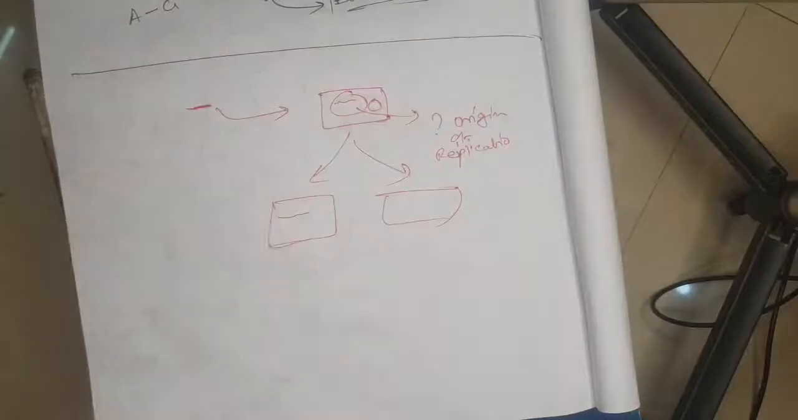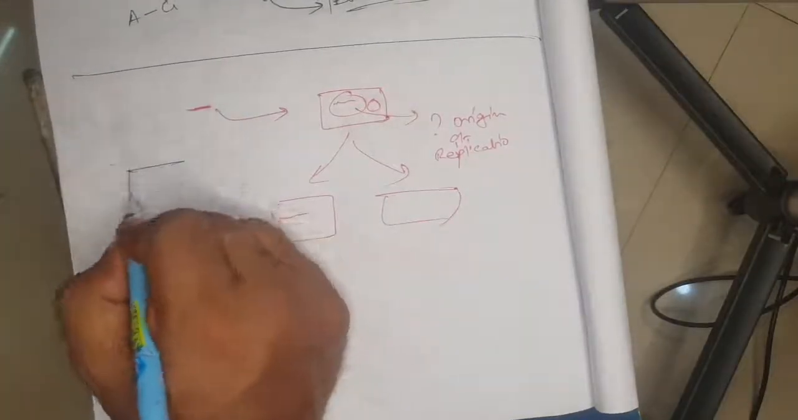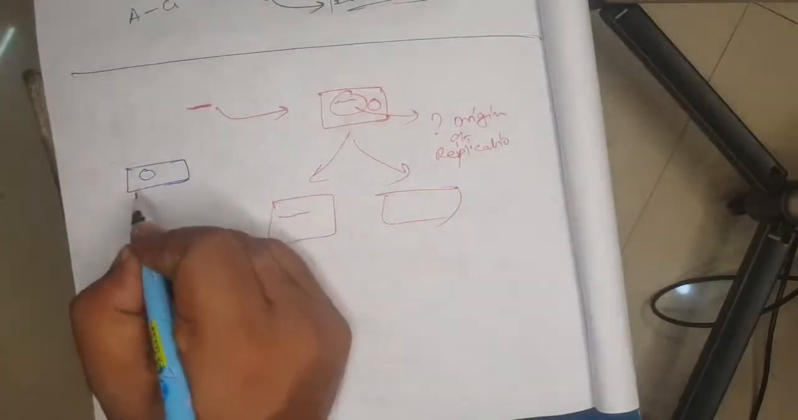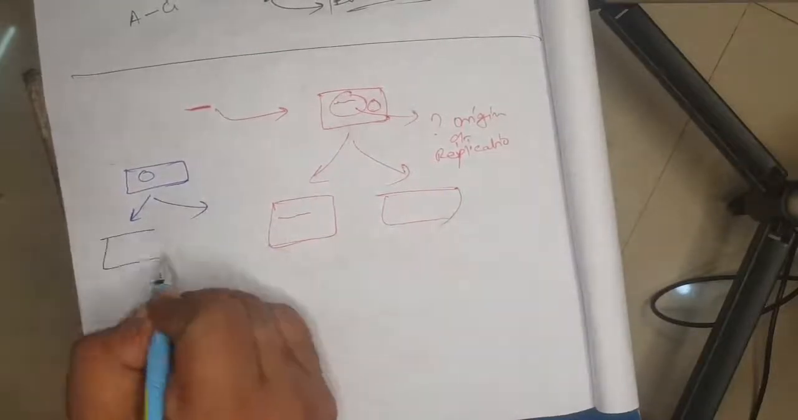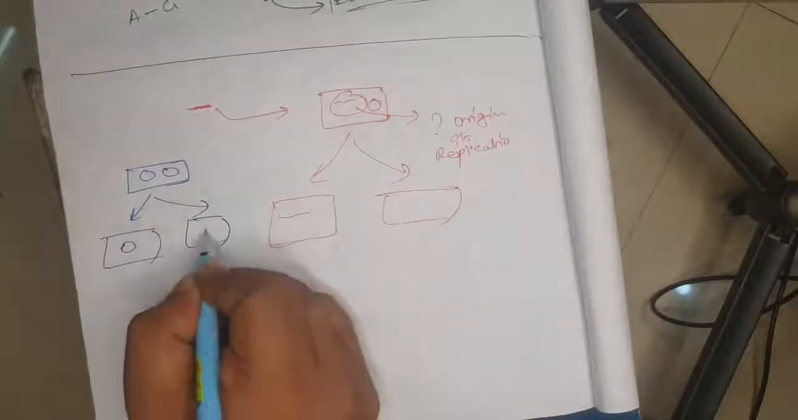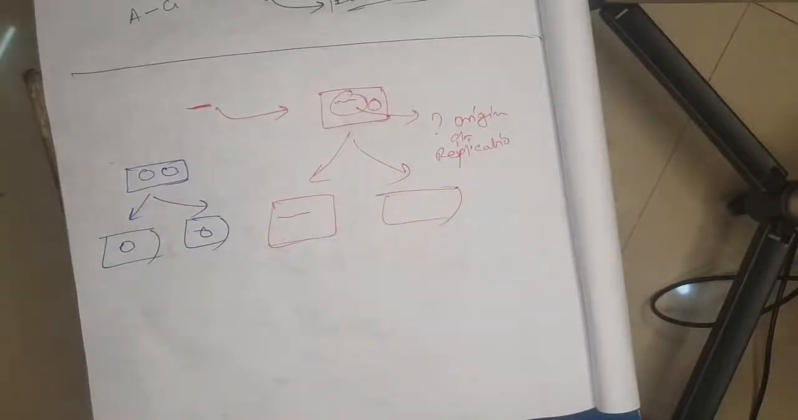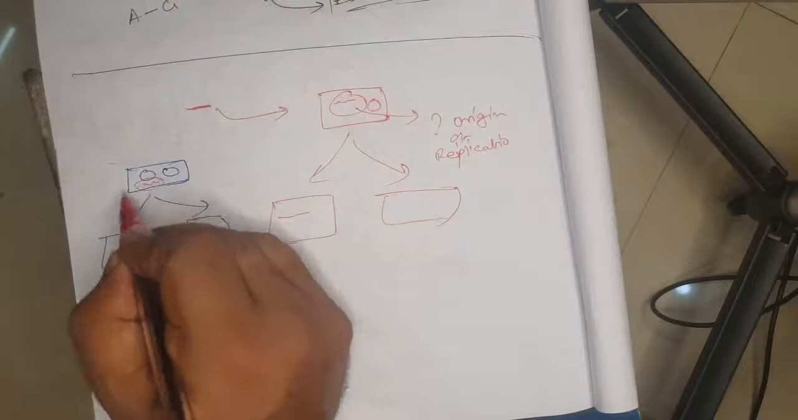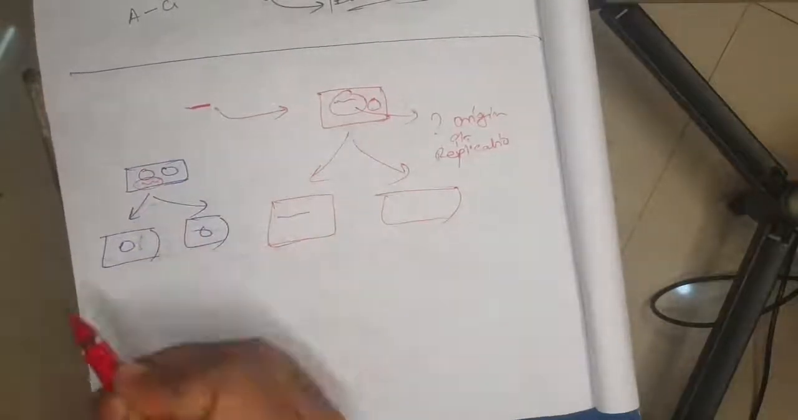Normally, if the DNA is replicated, two copies will occur: one copy will go into one cell, another copy into the other cell. So if there is a target gene and it doesn't have an origin of replication, it will go into only one cell and not the other.